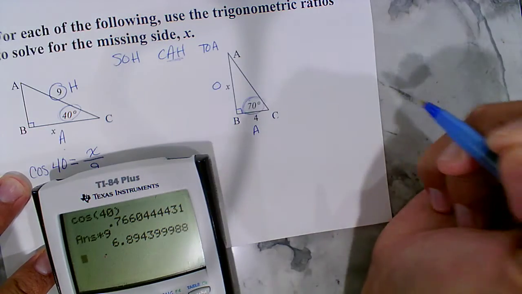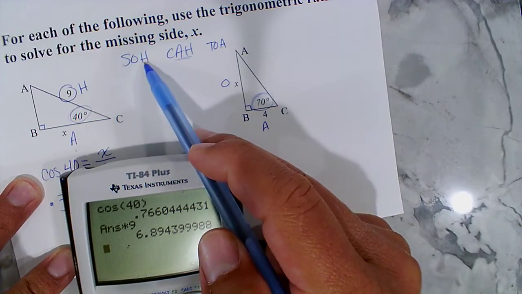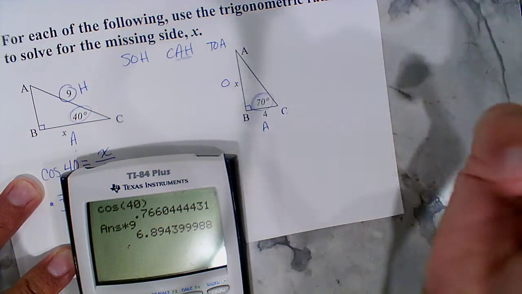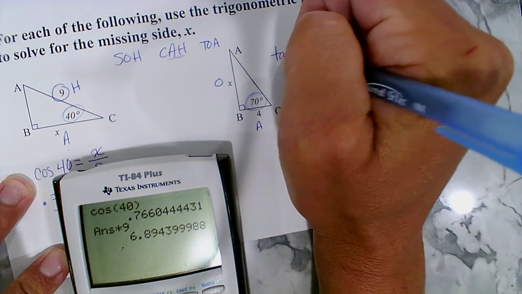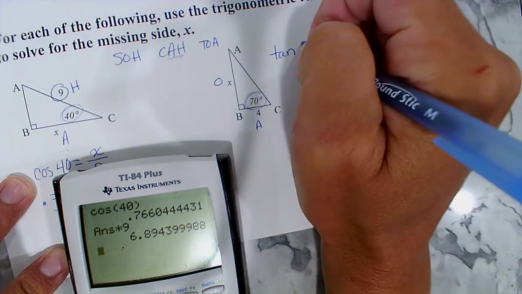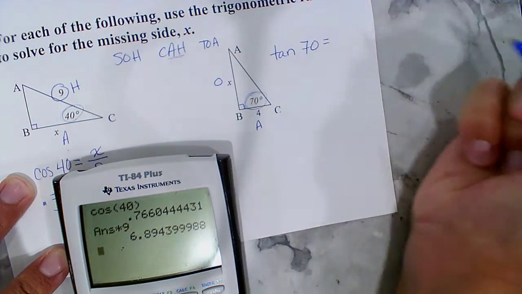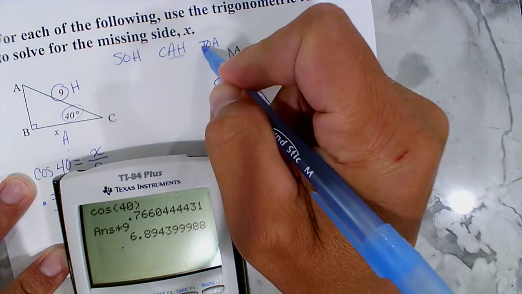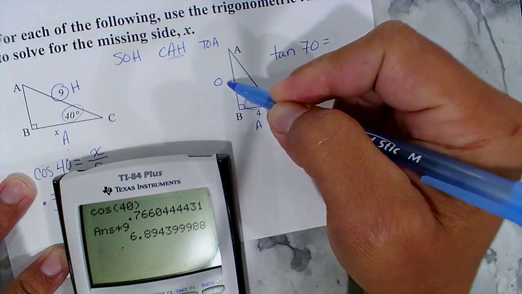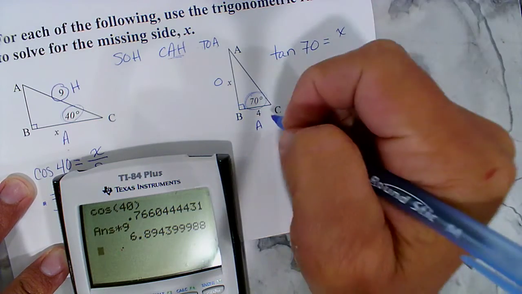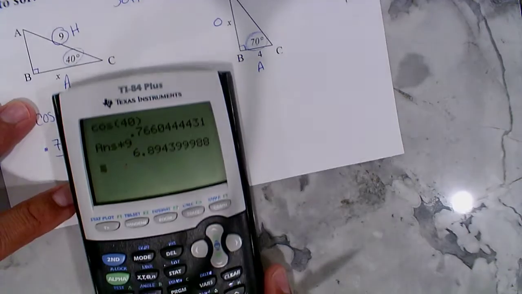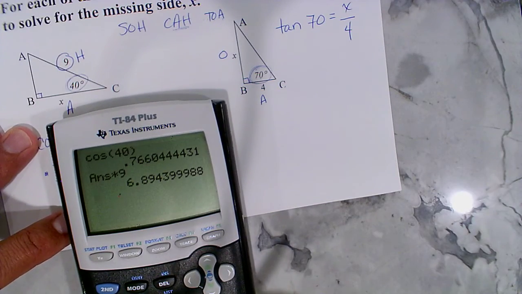O and A, which one does that come from? Look at it. That's O and H. That's A and H. That's O and A. So this is a tangent problem. Tangent of what? Always the angle. So tangent of 70 equals, tangent equals opposite over adjacent. So what's the opposite side? That's your x. What's your adjacent side? That's a 4.